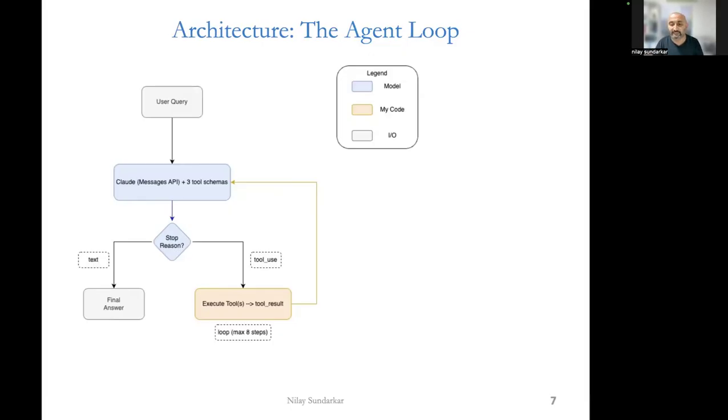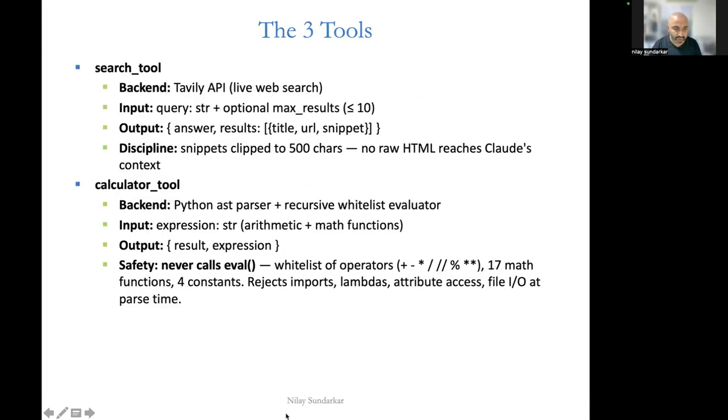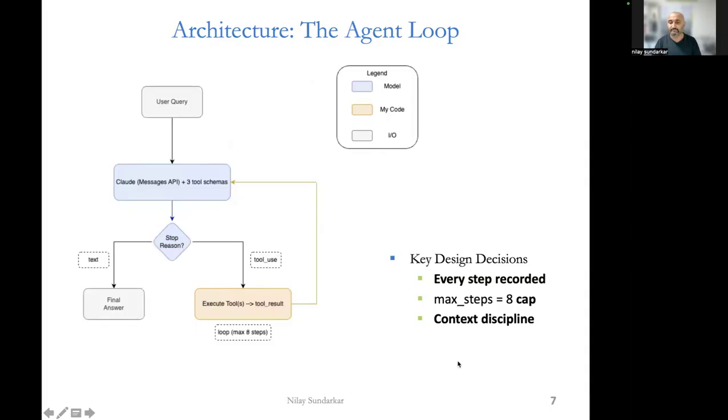Three design decisions that aren't obvious from the diagram. One, at every step, the model call, the tool call, the result, they are all recorded in a trace object, in a Python trace object. That trace is what we cover later on. Second, the eight-step cap prevents the model from spinning forever on a question it can't answer.